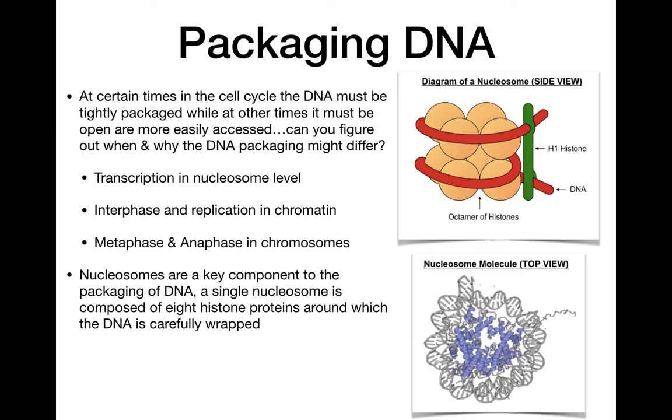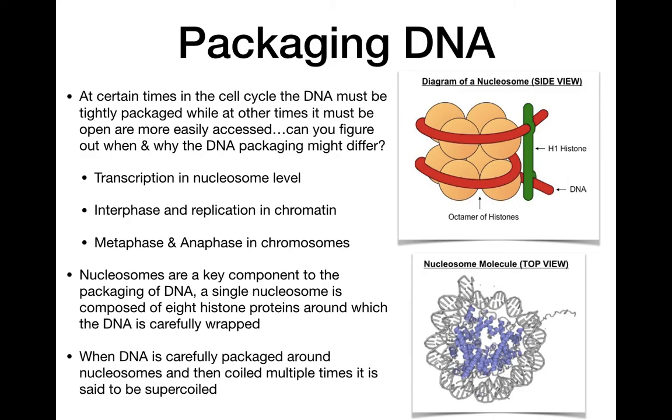Nucleosomes are how we package DNA. A nucleosome itself is made of 8 histones. Here are these 8 orangey-yellow balls. Those are 8 histones, proteins, that make up a single nucleosome. So the purple thing here is a nucleosome, and the gray is the DNA. This is a top view, and this is a side view of it as a diagram. DNA is wrapped around that to help keep it organized and safe. When DNA is carefully packaged around it, it can then be coiled multiple times, again and again. We call that supercoiling, when the coiling has happened many, many times.